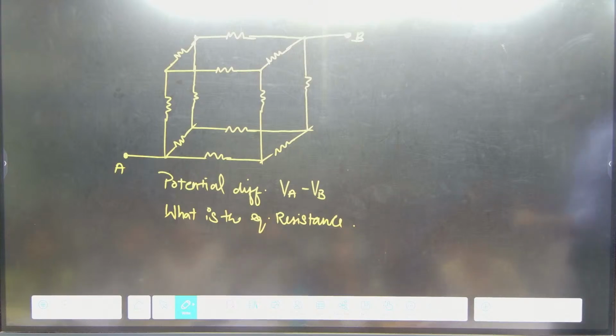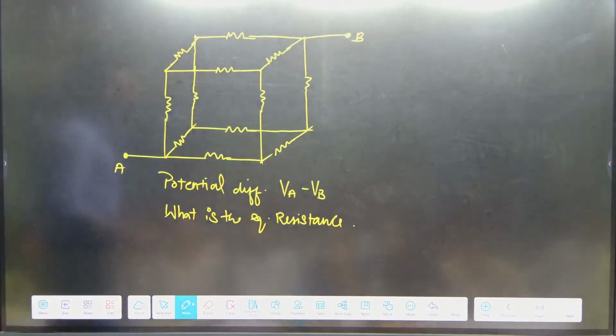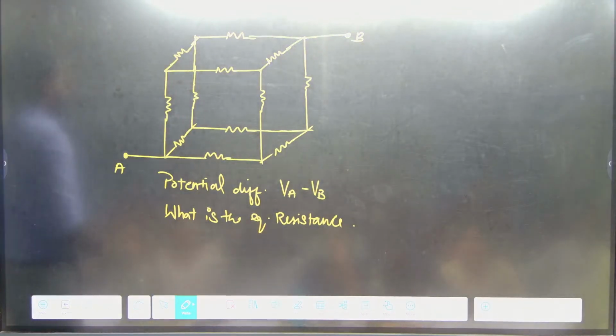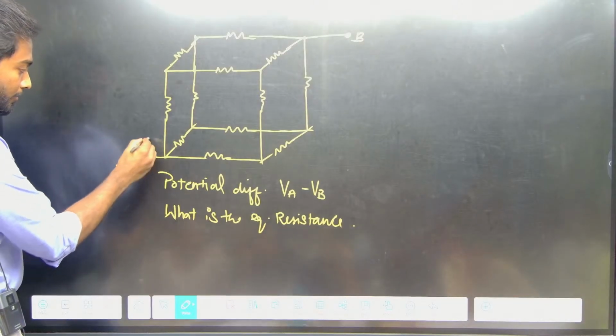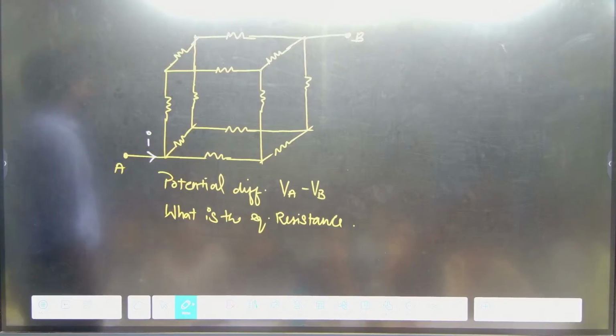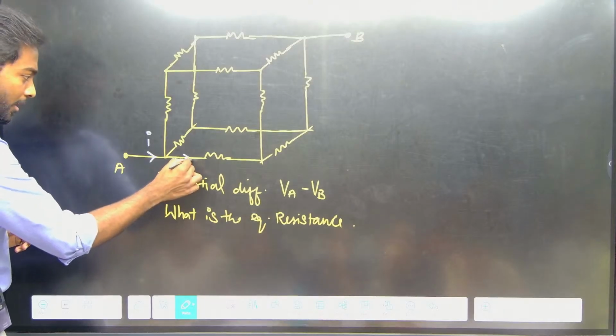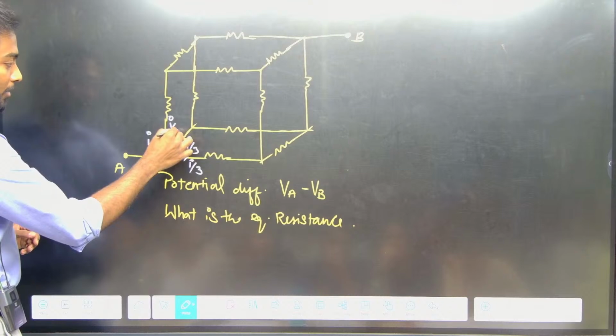Okay. So these are the complicated circuits, but on simple logic we can solve this. Listen carefully now. If I take a current I which is flowing, so it has been divided into how many parts? Which means I by 3, I by 3, I by 3.